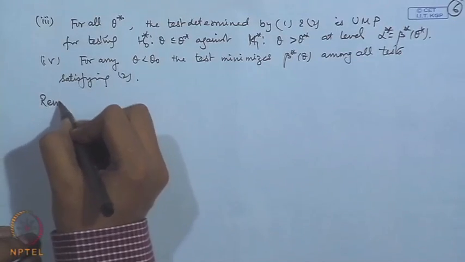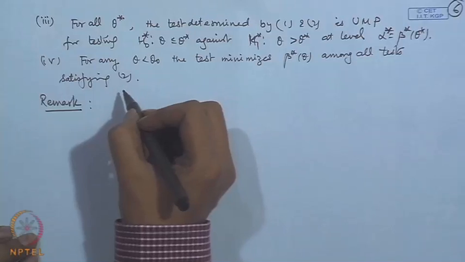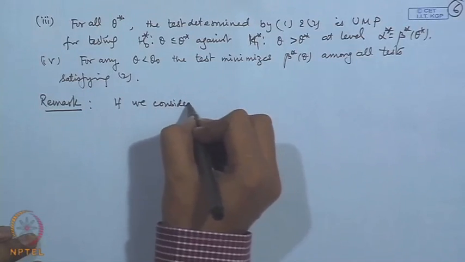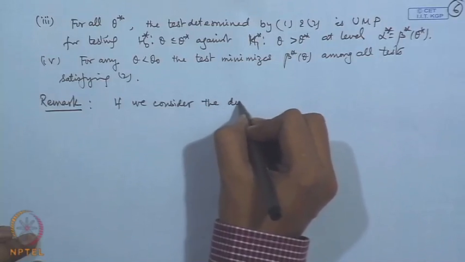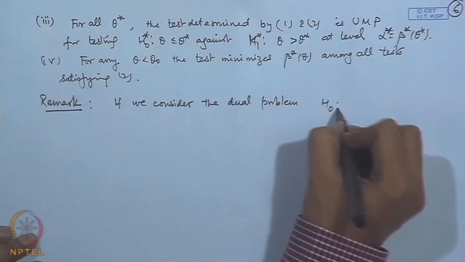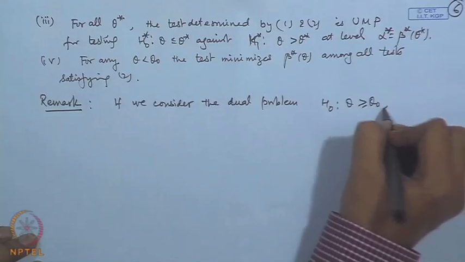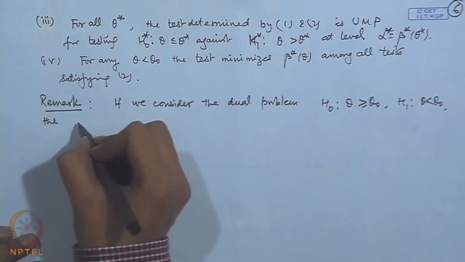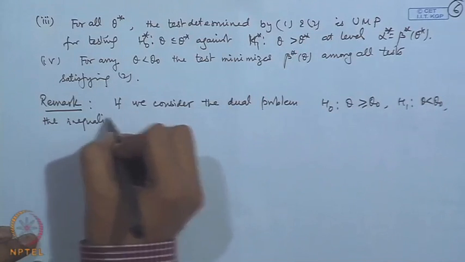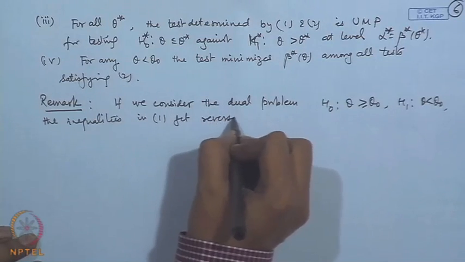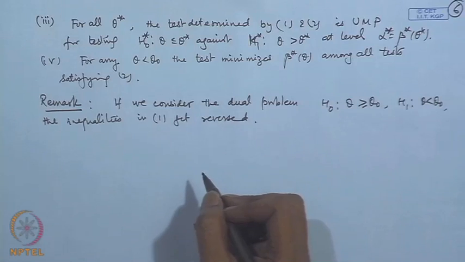So, what I just gave as a comment here: if we consider, say, the dual problem, say H naught: theta greater than or equal to theta naught against H1: theta less than theta naught, the inequalities in the test get reversed. So, you have the solution in a similar manner there.